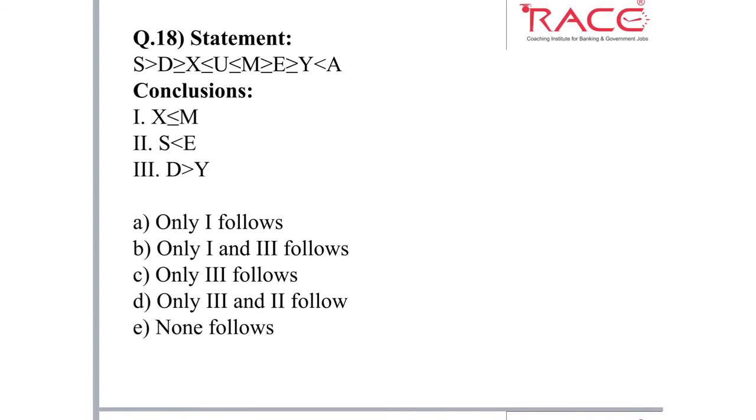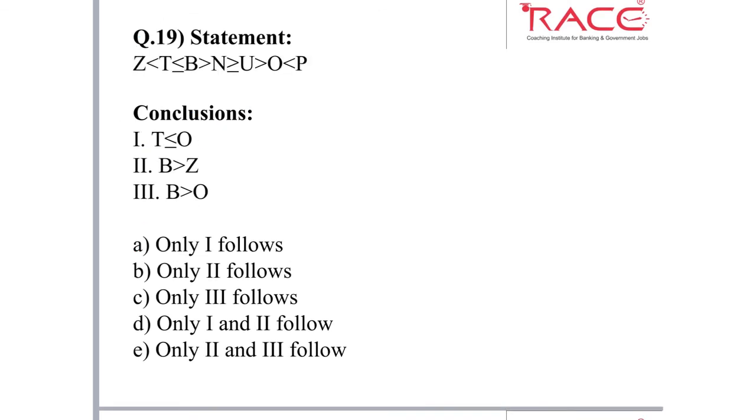So this is the next, in which we have a single statement but three conclusions. Very easy. Just mark the elements. Where is X? Here we have X. Where is M? Here we have M. The conclusion based on the statement is less than equal to M. Okay, right. Next we have S and E, and we can see there are opposite signs between S and E. So this conclusion does not follow. Next we need D and Y. Between D and Y we have two opposite signs, so this does not follow. What is my answer? A.